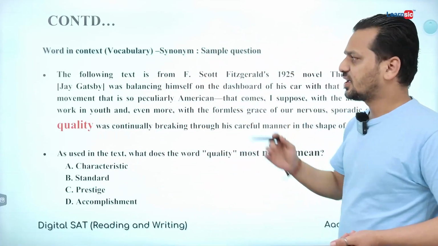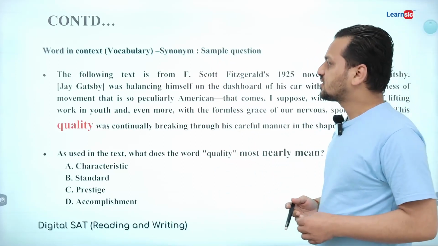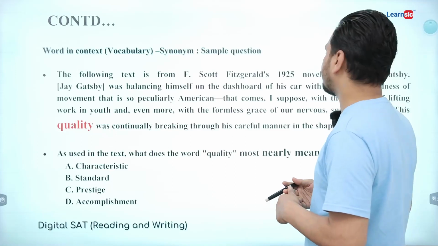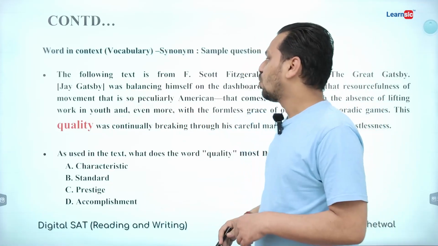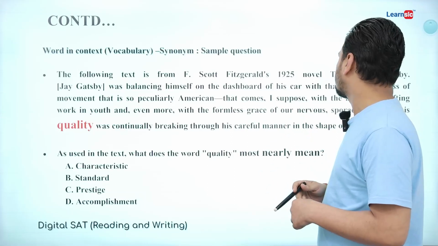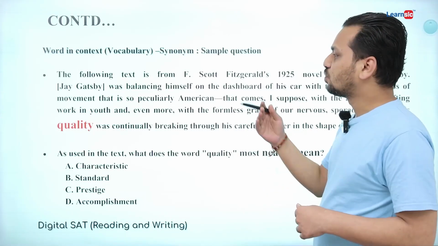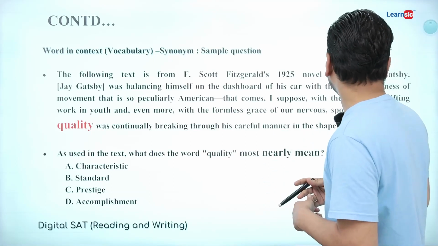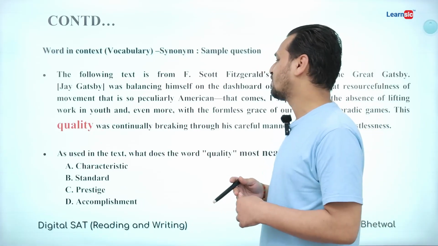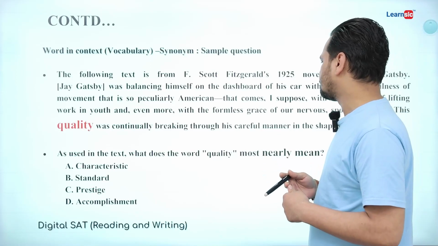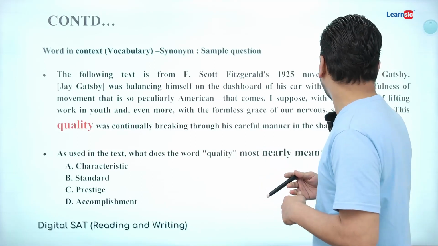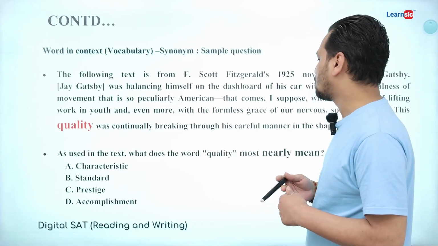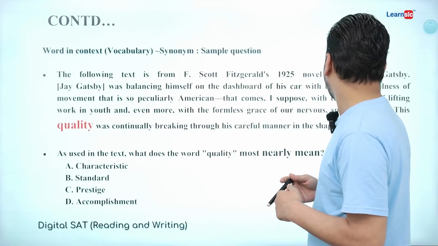So now you can read the text. It says, the following text is from F. Scott Fitzgerald's 1925 novel The Great Gatsby. J. Gatsby was balancing himself on the dashboard of his car with that resourcefulness of movement that is so peculiarly American, that comes, I suppose, with the absence of lifting work in youth, and even more with the formless grace of our nervous sporadic games. This quality was continually breaking through his careful manner in the shape of restlessness.